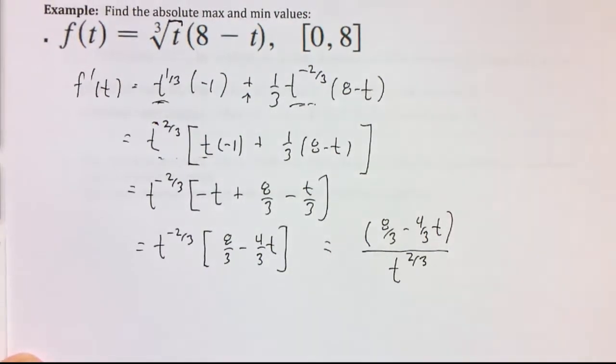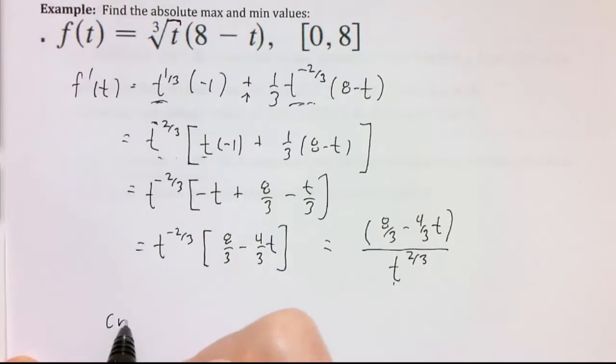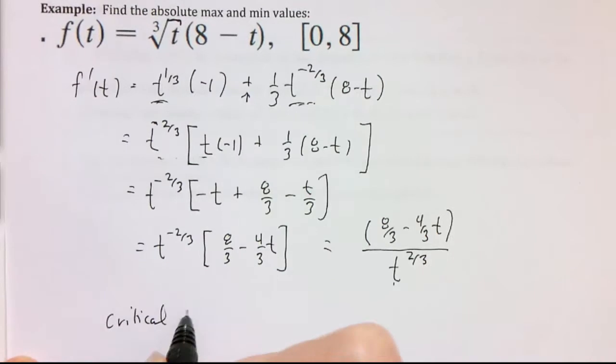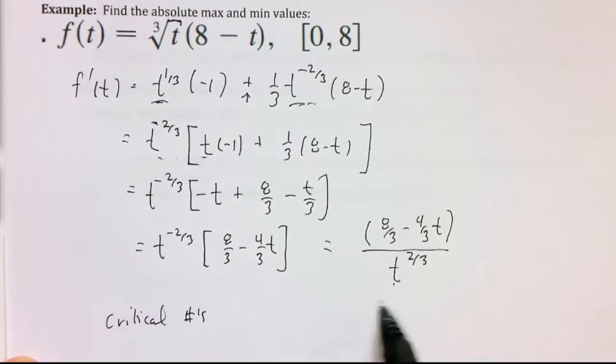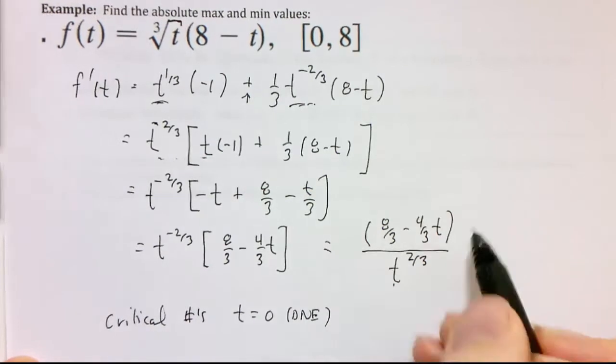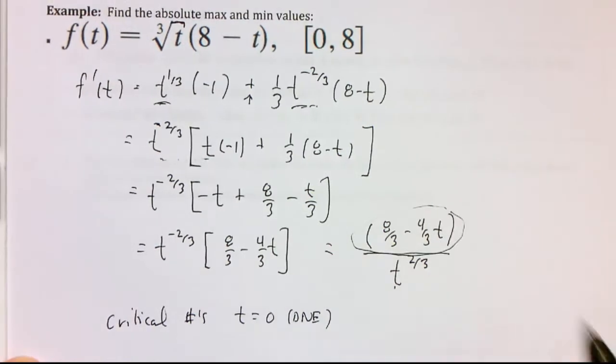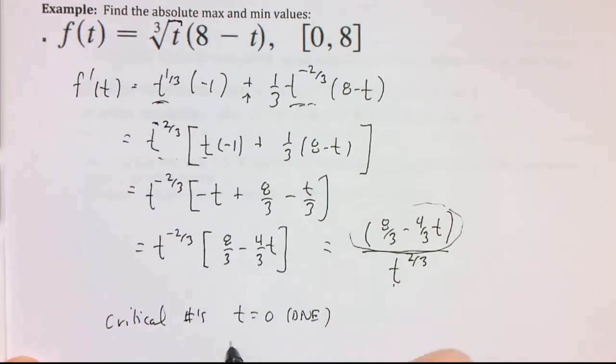I got to find those critical numbers, places where the derivative is 0 or undefined. I can clearly see here that the derivative is undefined at t equals 0. And the derivative is going to be 0 where the numerator is 0 here, right? Which I can inspect and see that it's at t equals 2, or you could set up the algebra. So at t equals 2, we have f prime of 2 equals 0.